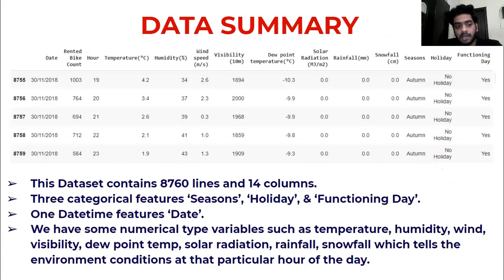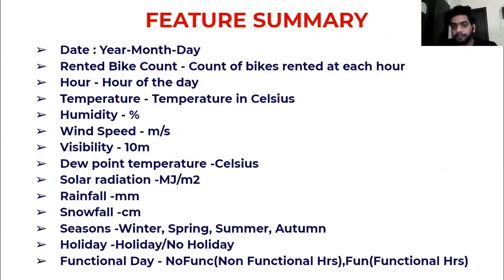So next is our data summary. This is the last 5 rows of our data. In this data set, we have 8,660 rows and 14 columns. There are three categorical features, that is seasons, holiday, and functioning day. One datetime feature is there, that is date. We have some numerical variables such as temperature, humidity, wind, visibility, dew point temperature, solar radiation, rainfall, snowfall, which tell the environment condition at that particular hour of the day.